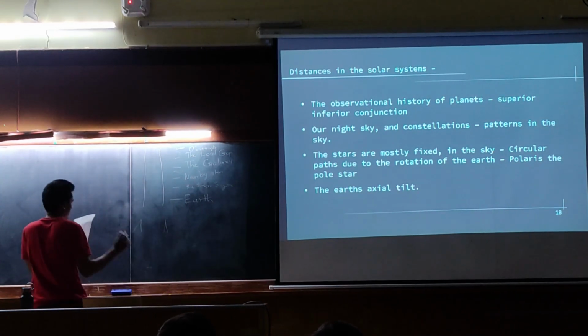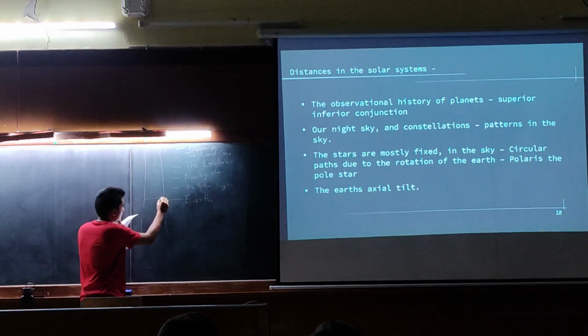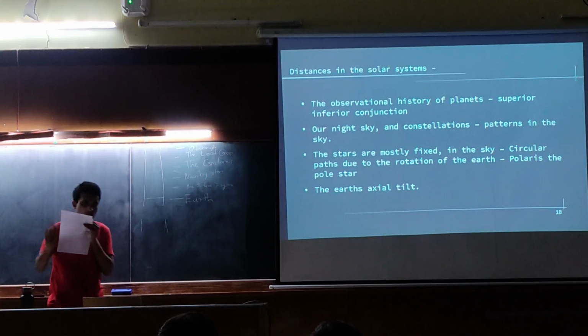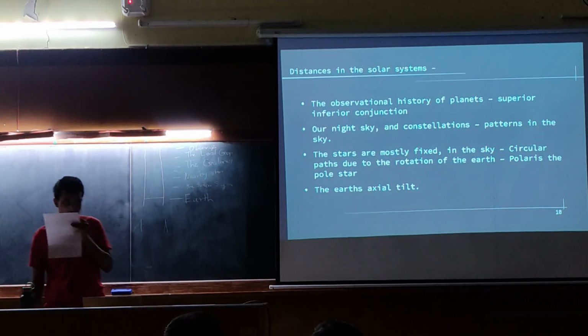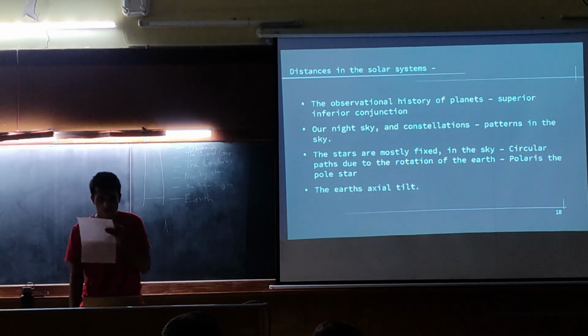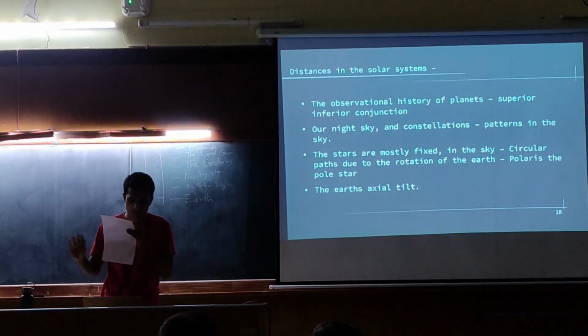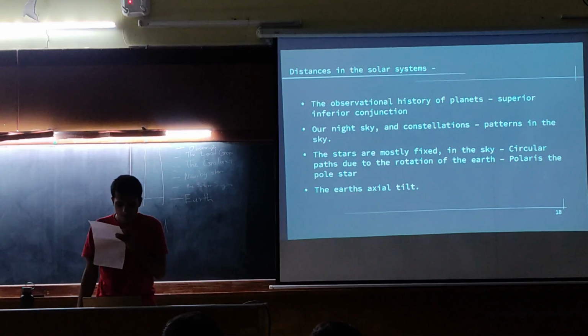Now we know the distance scales on Earth. Now we'll talk about distance scales in our solar system. So what is our solar system? We'll start with that. What are planets?